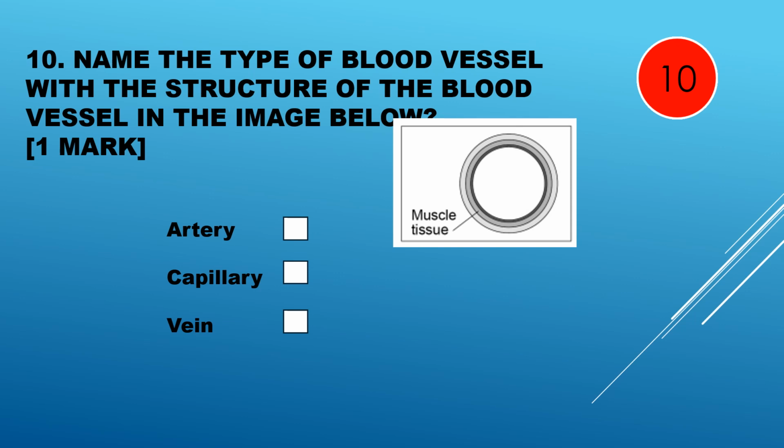Question 10. Name the type of blood vessel with the structure of the blood vessel in the image below. Is this an artery, capillary, or vein? It's a vein because it's only got a thin wall with a thin layer of muscle tissue.